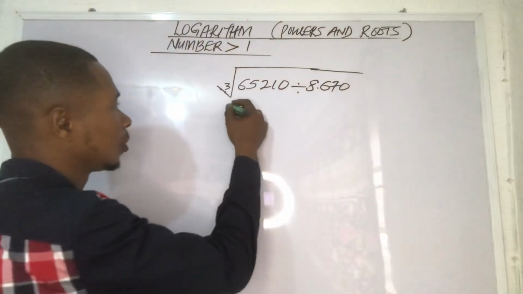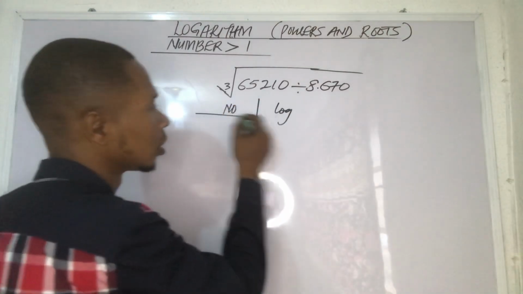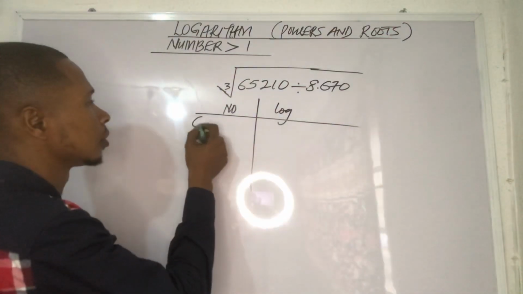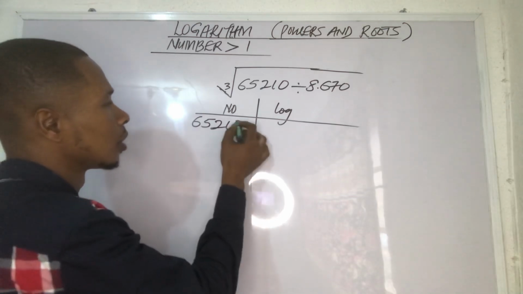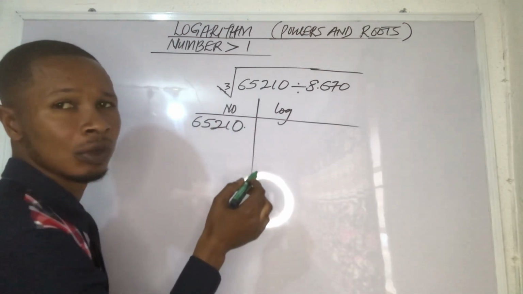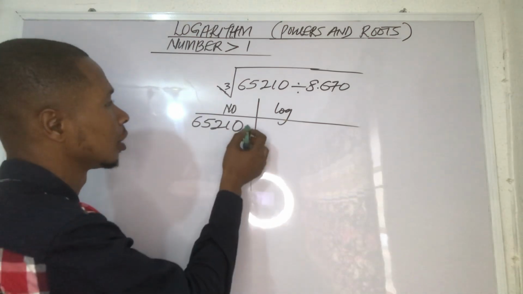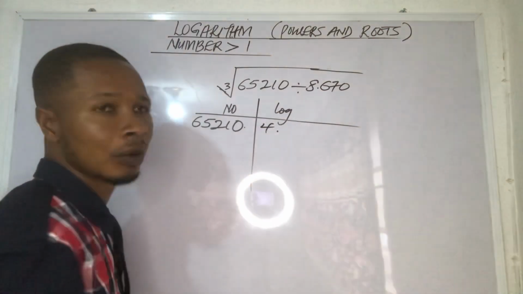I first write my number, then log. So you have your 65210. The characteristics of this number: the point will move to the front of the first non-zero digit. That's 1, 2, 3, 4. So the characteristics is 4.